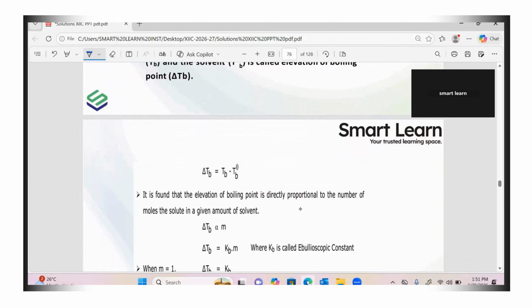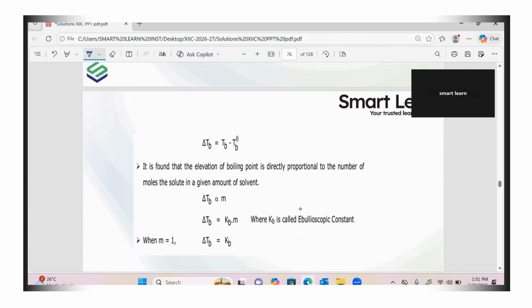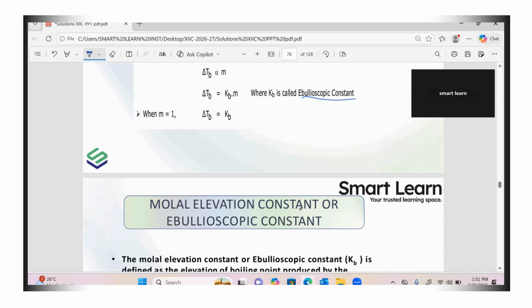That is, elevation of boiling point is directly proportional to what? Molality. Notice, not molarity, it is molality. So the Kb is known as ebullioscopic constant. So then, determination of molar mass.